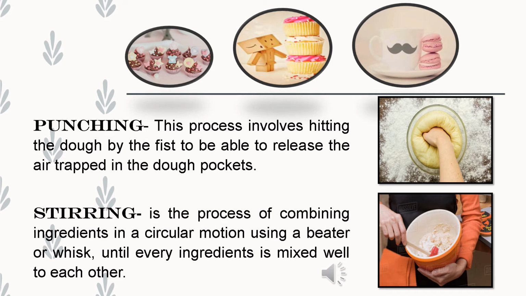The next method is punching. This process involves hitting the dough with the fist to release the air trapped in the dough pockets. The process is presented in the picture. Next, stirring. It is the process of combining ingredients in a circular motion using a beater or whisk until every ingredient is mixed well with each other.